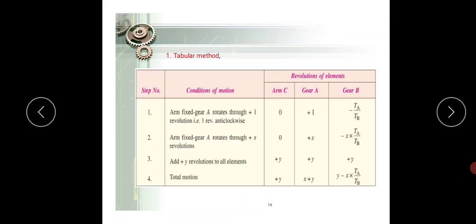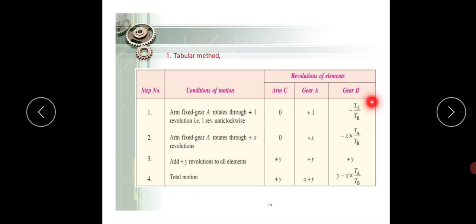Here is the table to follow for the velocity ratio of the epicyclic gear train. Four steps can be followed to find the velocity ratio. Step 1: the arm is fixed. The gear A rotates through plus 1 revolution, if the 1 revolution is anti-clockwise. The arm C is fixed, so it becomes 0.